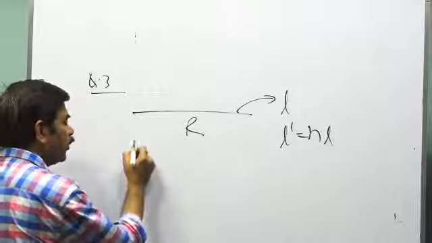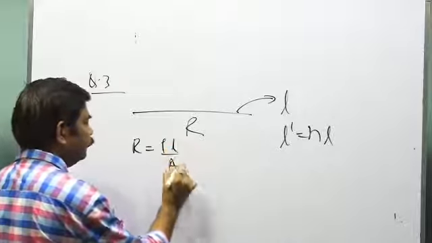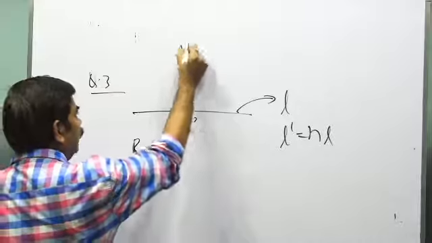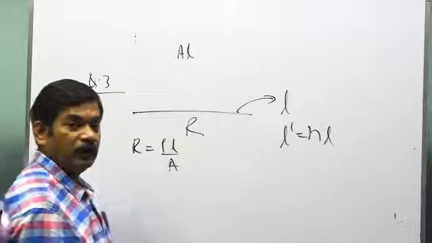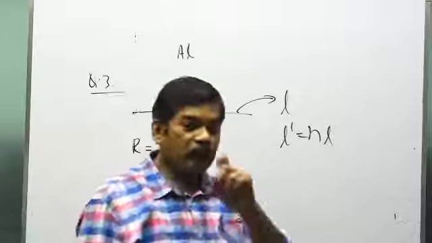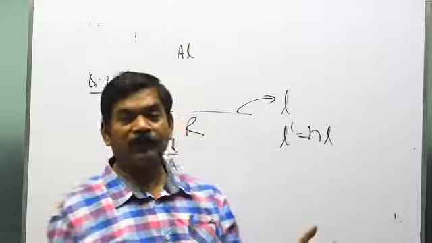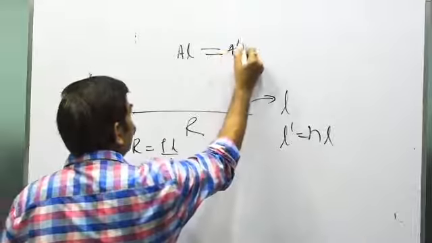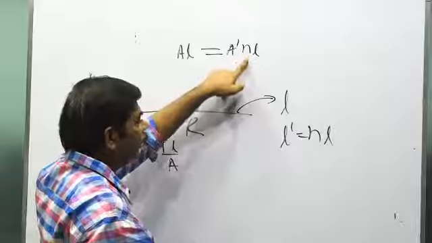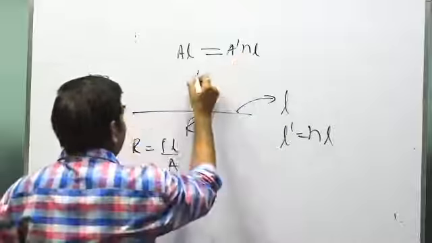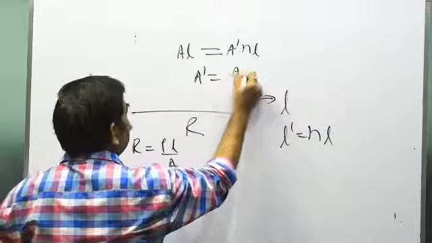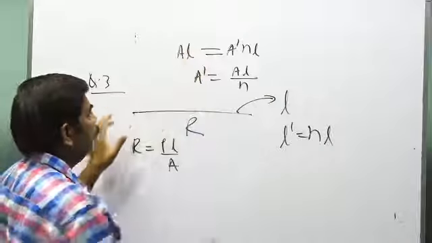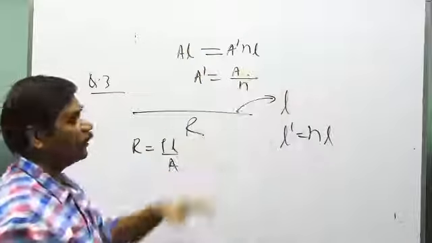You see initially R equals what? It is rho L by A. R equals rho L by A, A is the area of cross section. So initial volume is what? AL. This is the initial volume of the material. When you melt it and stretch it into some other wire, its volume will remain what? Constant. So volume remains constant, area A dash into L dash becomes what? AL. Area A dash into nL equals AL. So you get the value of A dash equals what? A dash is AL by nL, that becomes A by n, because L and L will be cancelled.